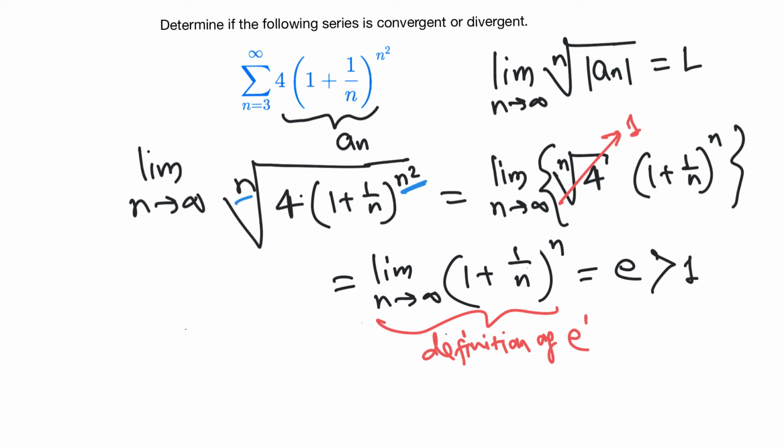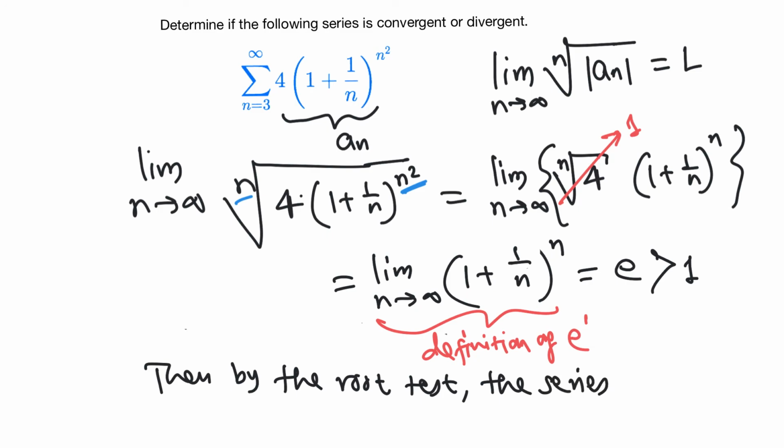Then by the root test, the given series diverges because our limit is bigger than 1. Then by the root test, the series is divergent, or the series diverges. Final.